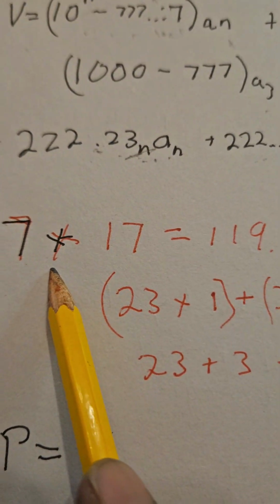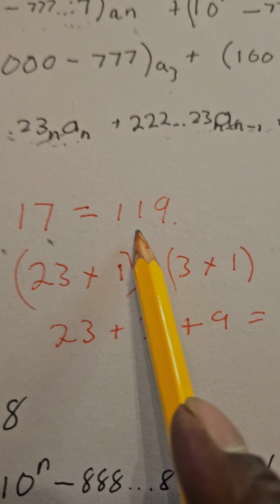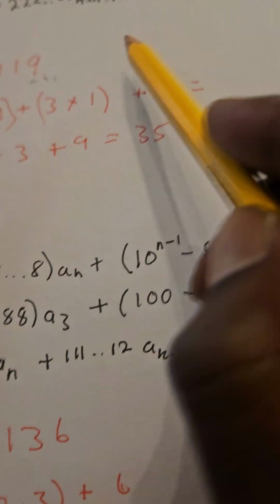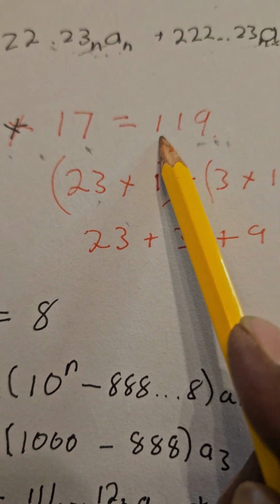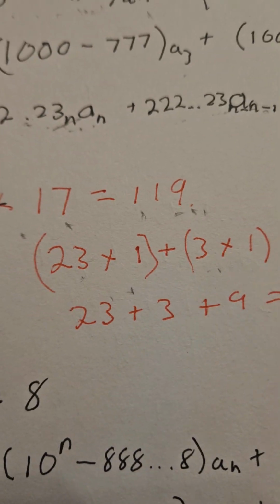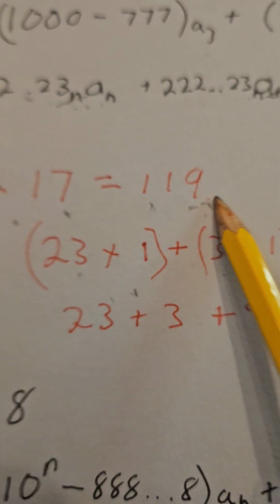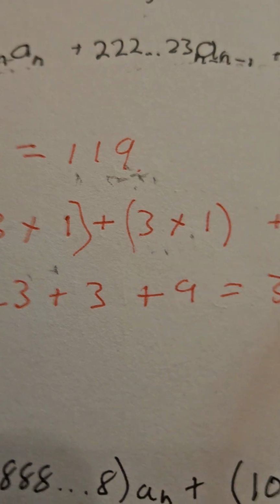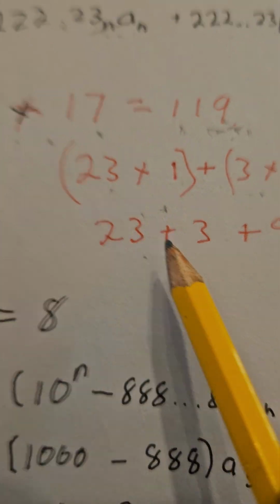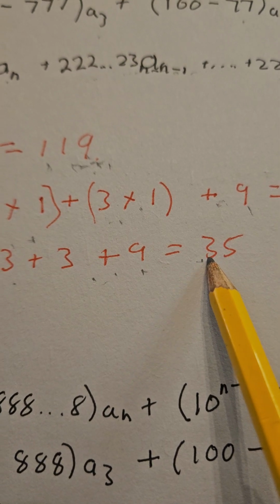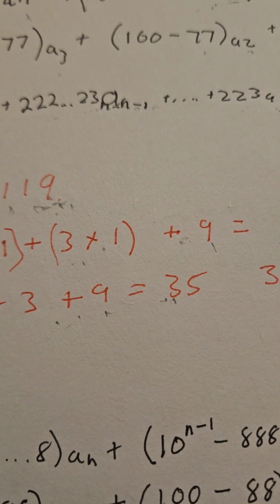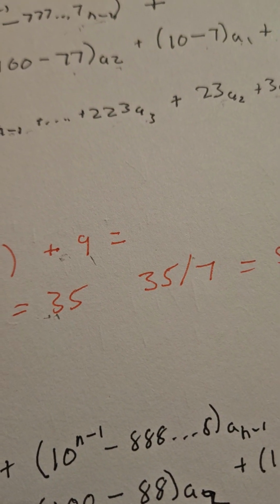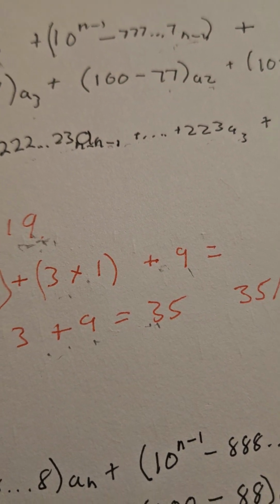Does it work? 7 times 17 equals 119. Now from our 23 a1 times 1 from our 119, plus our 3 from there, times 1, our 10, plus our a0, which would be 9, plus 9. So we get 23 plus 3 plus 9 equals 35. And 35 is clearly divisible by 7. So the proof of a characteristic of 9 clearly holds with the number 7.